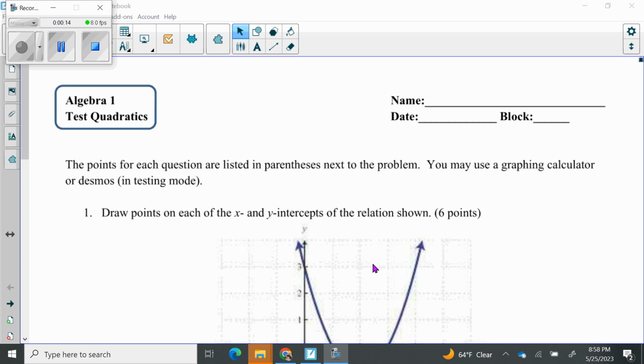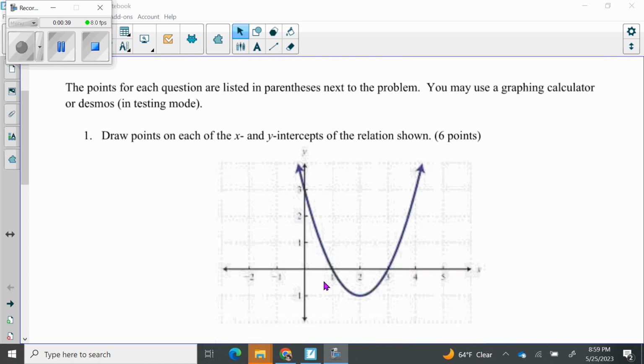So I want to take you through some of this test, and you can double check your answers if you've already done it, but I do want you to take some time. This quadratics test is quite extensive, and I do apologize for the length. I'm probably going to revise it in the future, but it has so much good information in it. I think it's important. So let's go ahead.